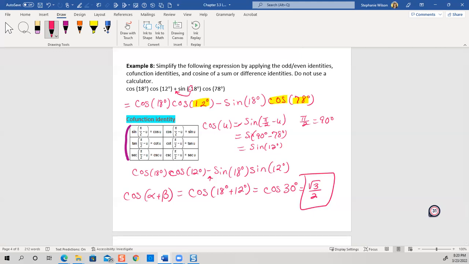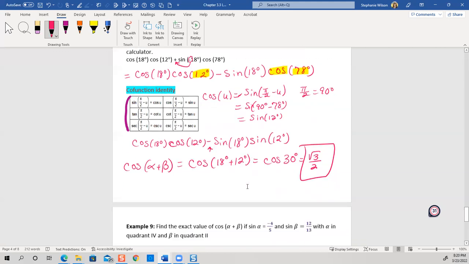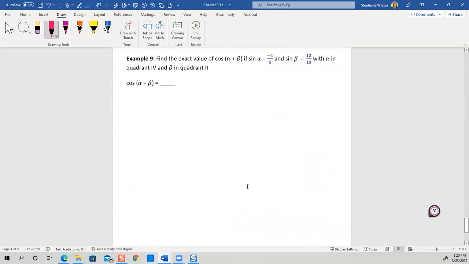All right, so let's finish up. Find the exact value of cosine alpha plus beta when we're given sine of alpha and sine of beta. It says alpha is in the 4th quadrant and beta is in the 2nd quadrant. So let's solve for this.